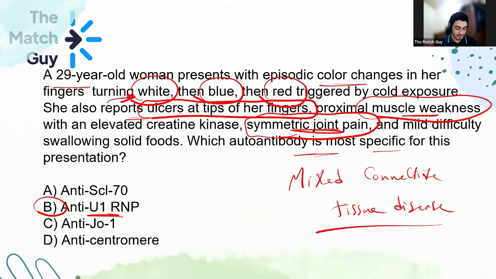No, it can't be scleroderma or CREST syndrome. Okay, we have some symptoms of the CREST syndrome, but what about the other ones? Okay, the symmetric joint pain, is it symmetric? No. The muscle weakness with elevated creatinine? No, this doesn't happen in CREST syndrome.